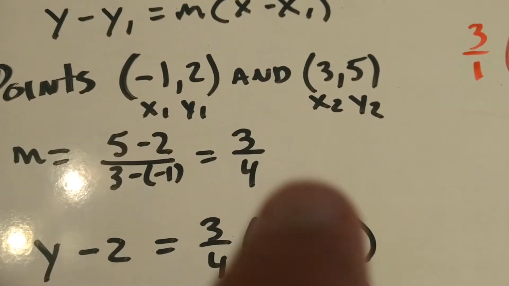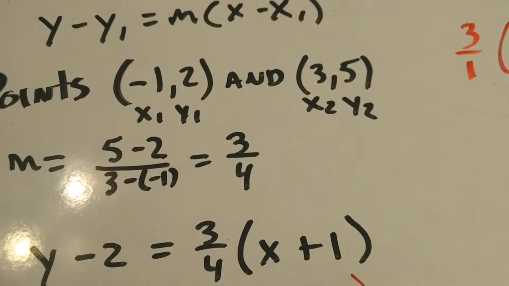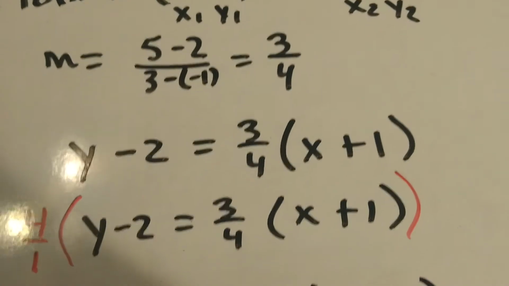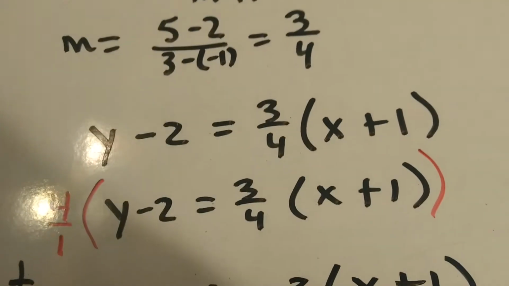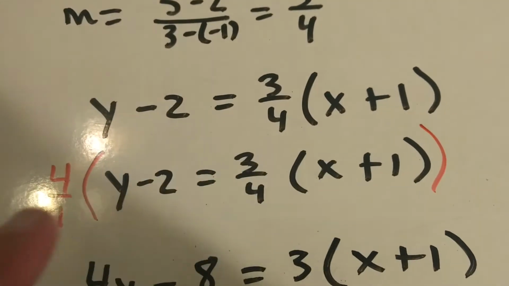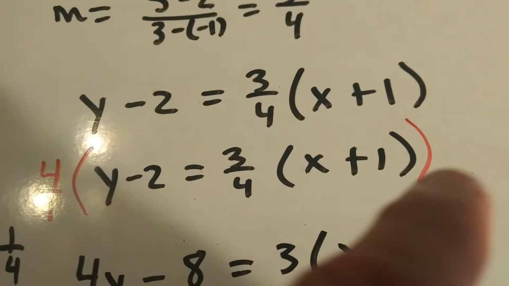So we put -1 in for x1. Of course, we're subtracting, so it becomes plus 1. We put 2 in for y1, and here we are. Now, because we have the fraction, I'm going to get rid of the fraction. Because it has a denominator of 4, I'm going to multiply the whole equation by 4 over 1.